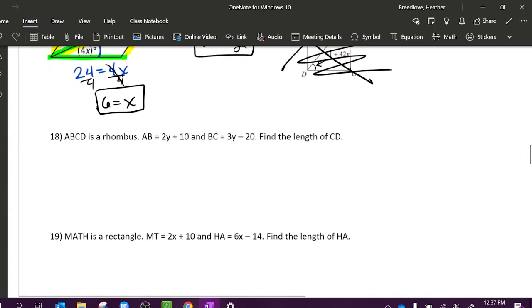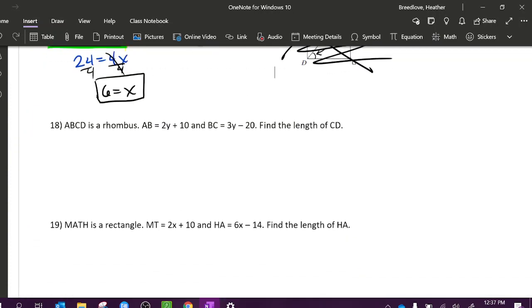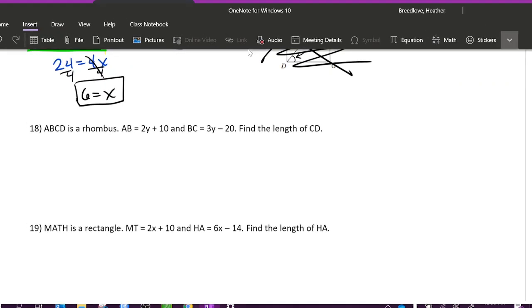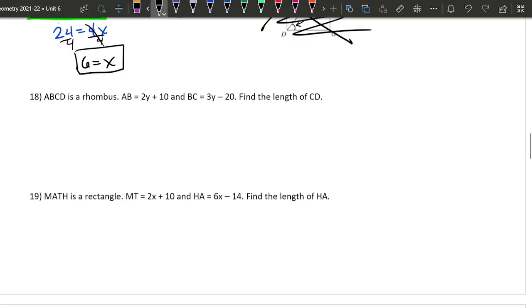All right, so number 18 says that ABCD is a rhombus. There's no picture, so you know what I want to do first is draw a picture, because you should always draw a picture. If you don't, how are you going to identify or label your figure? There'll be nothing to label. So I sketch a rhombus, and you label clockwise, reading left to right. So A, B, C, D.